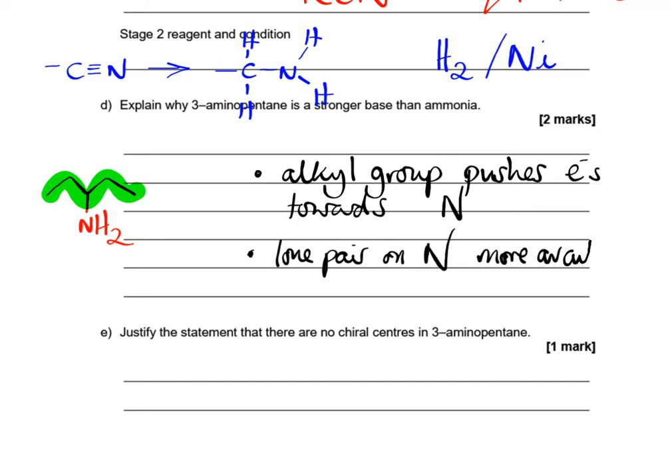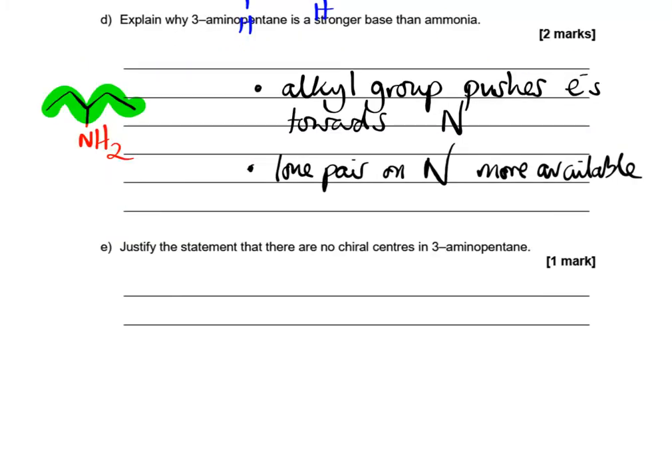And finally, justify that there are no chiral carbons in 3-aminopentane. Well, that's the one that comes closest, but there are 2 ethyl groups attached, so we could talk about that, or we could just say that there isn't a carbon attached to 4 different groups.